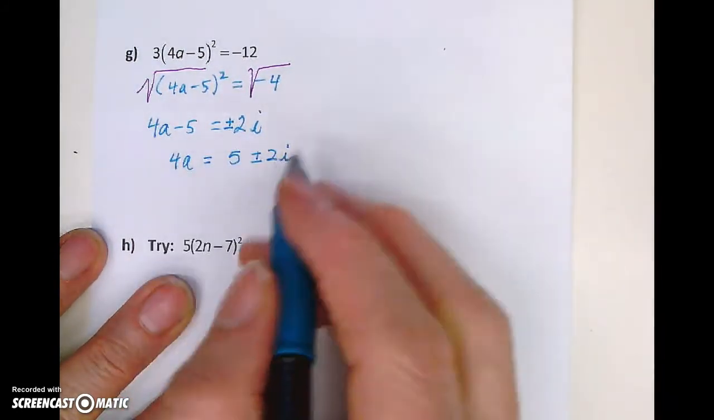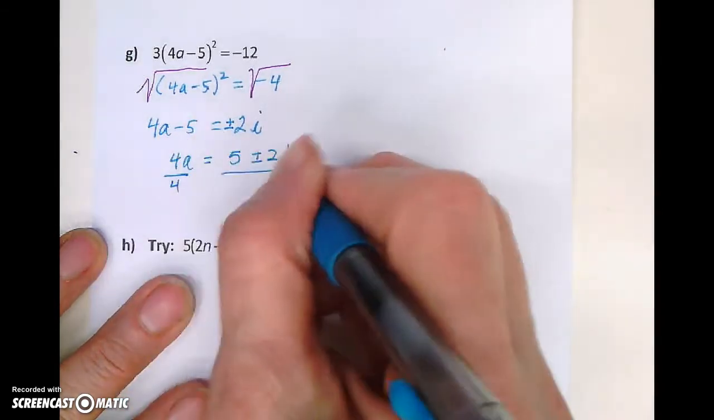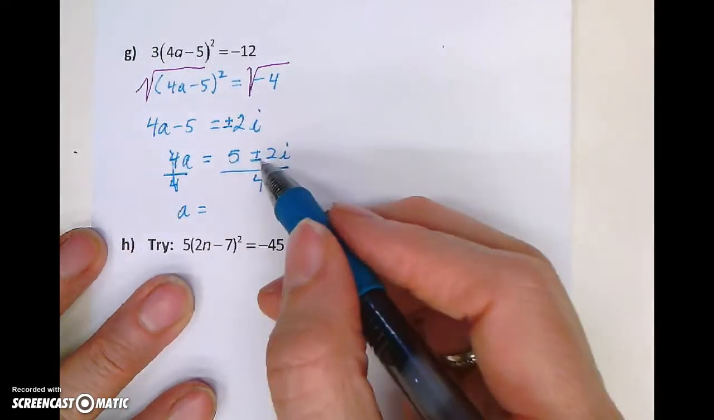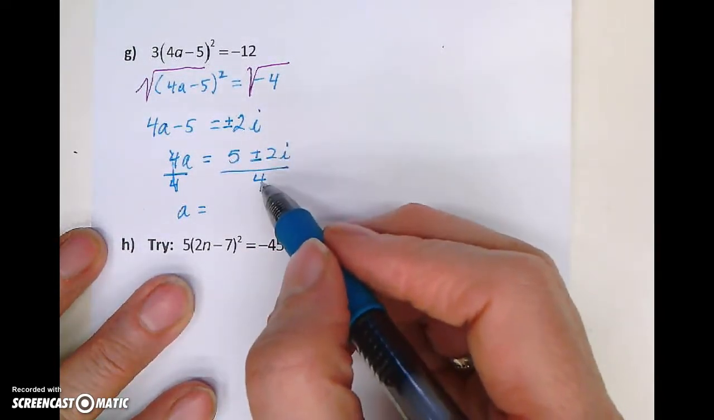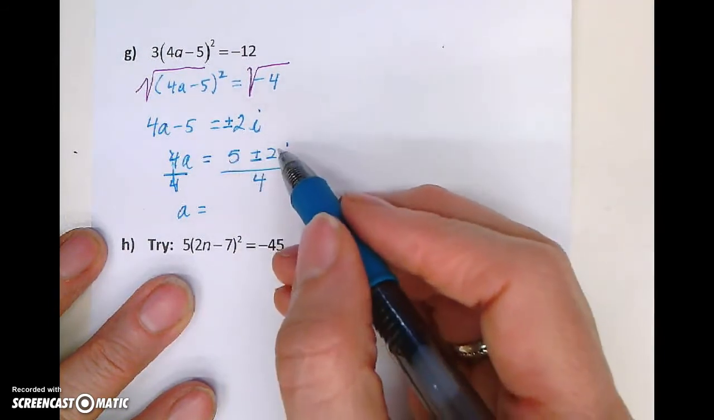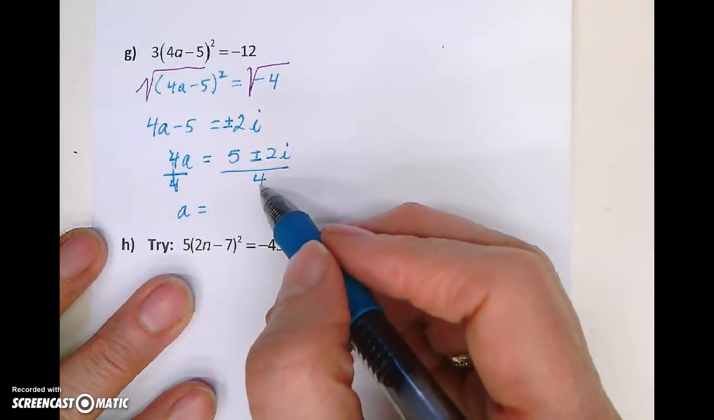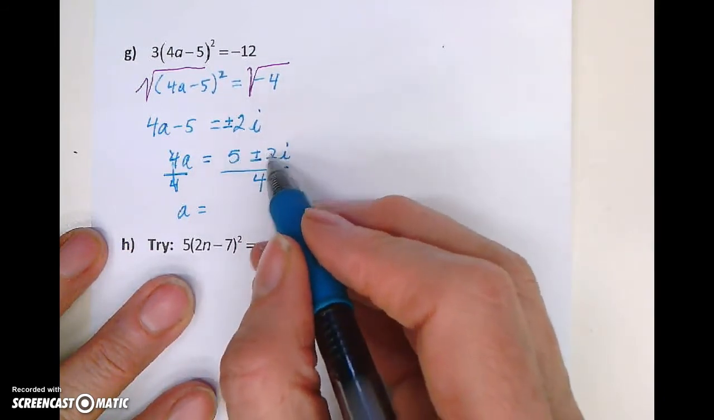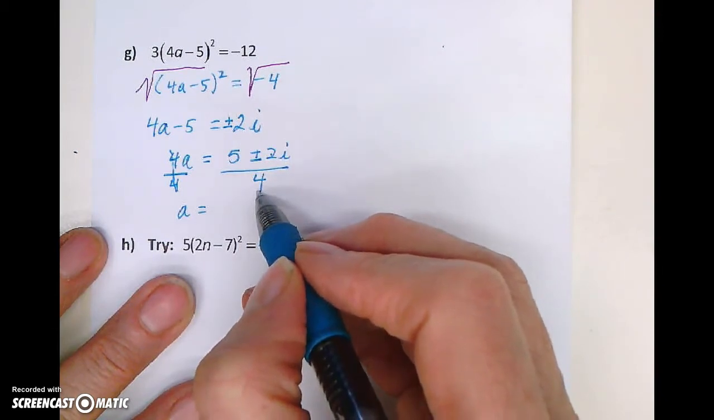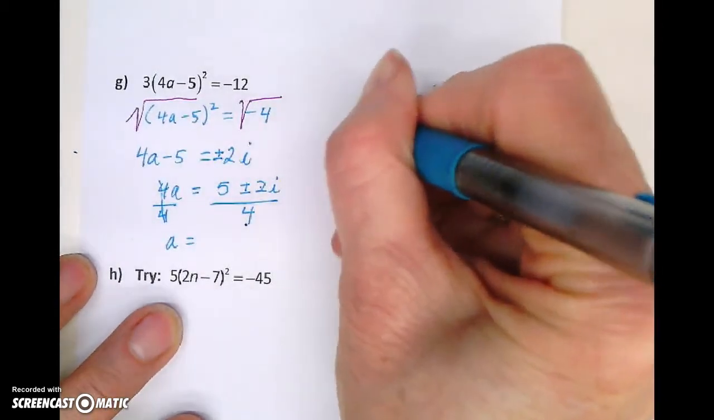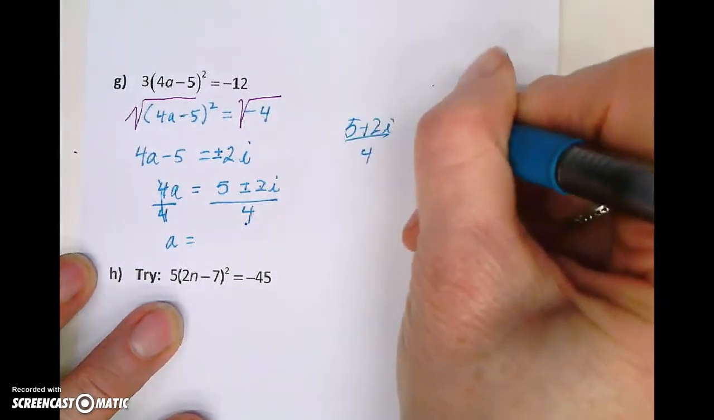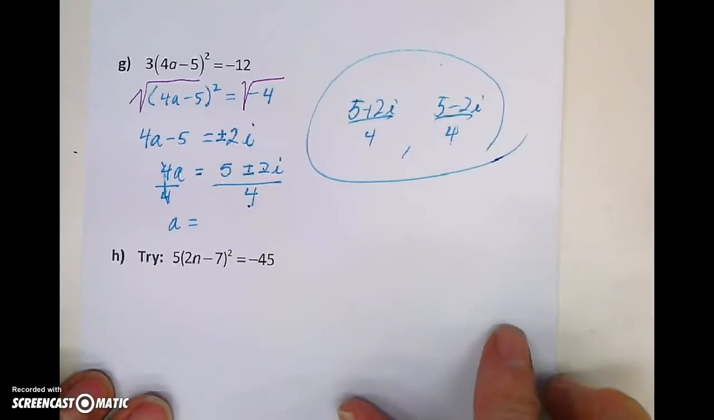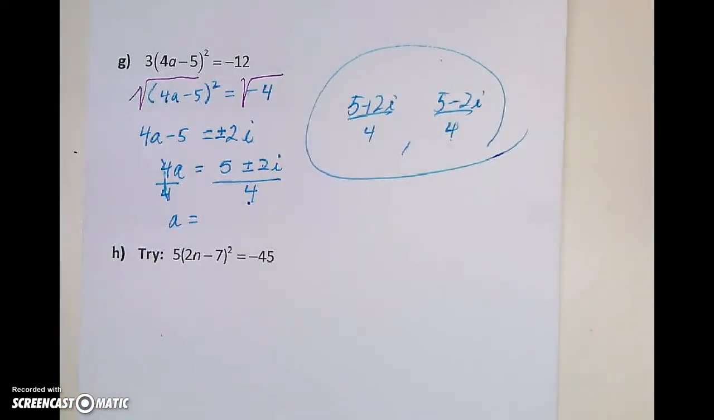And then I'm going to divide both sides by 4. So my 4s cancel, and I get that a is equal to 5 plus or minus 2i over 4. I can separate that into complex form, or I can leave it like this. Remember, if we leave it, we've got to look for a number that goes into all 3 of these to see if it reduces. So my answer then, I have 2 of them: 5 plus 2i over 4 and 5 minus 2i over 4. All right, so try H, pause it, and then come back and check again.